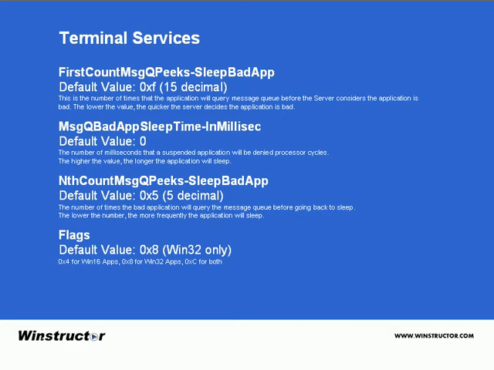It's this key that specifies the number of times your application will query a message queue before the server considers the application is not running properly. Now the lower the value, the quicker the application will decide that the application isn't performing, and we'll consider it a bad application. Next we have the bad app sleep time, and this defines the number of milliseconds that a bad application will be denied CPU cycles.